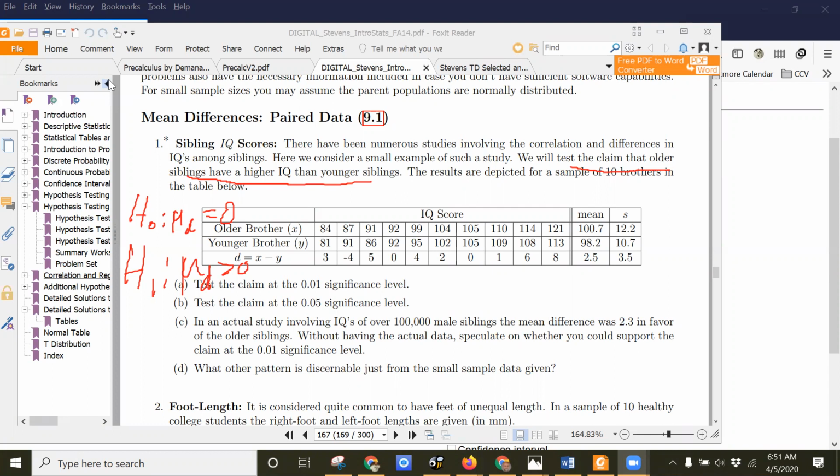For the older brother, the mean is 100.7 and the standard deviation is 12.2. And I look at the differences. I'm glad I made that mistake. Because this is a mean difference, we need to look at the differences. We're going to do this as a one sample t-test. So the mean difference is 2.5 and the standard deviation is 3.5. I'm looking at these numbers, not those numbers, okay? Because if you use those, you're going to treat it like a two sample t-test. This is a one sample test, with just a mean.